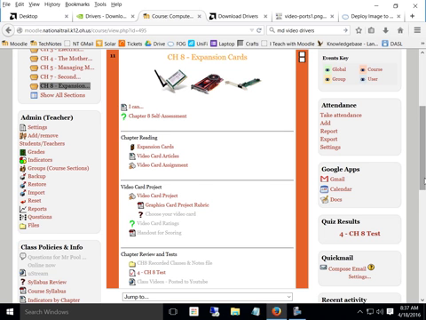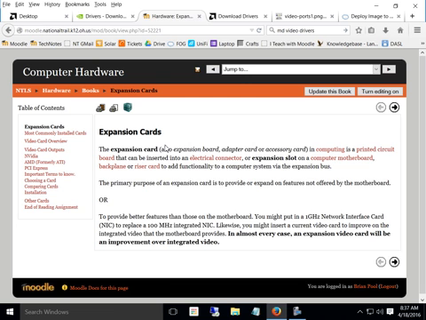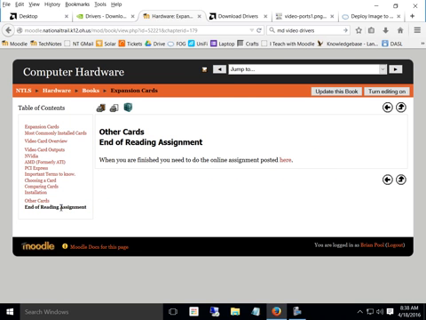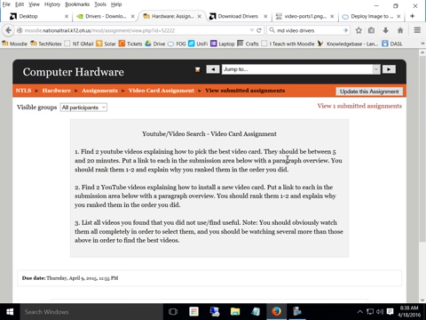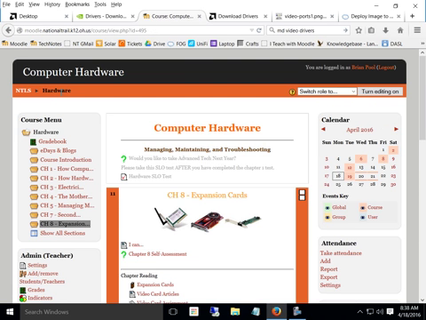Was that at the end of the reading? Oh, it was at the end of the reading, wasn't it? It was the last thing at the end of the reading. It said end of reading assignment, and you click on that and it goes to it. So you guys still should be getting that done.